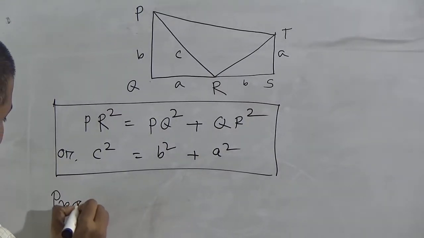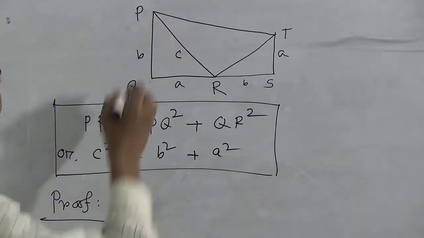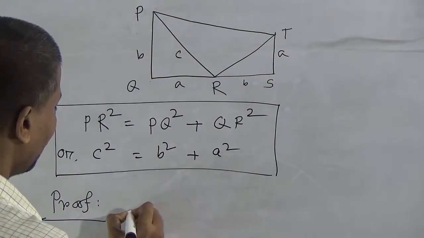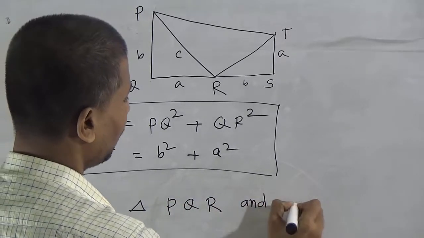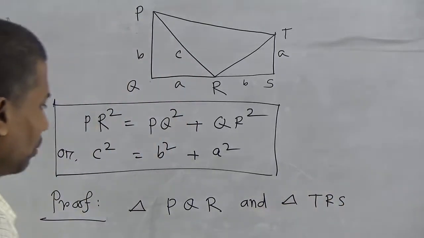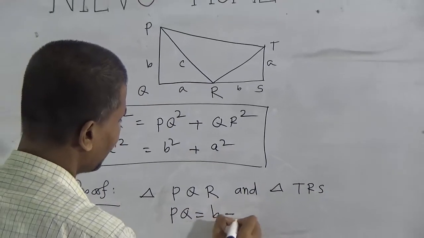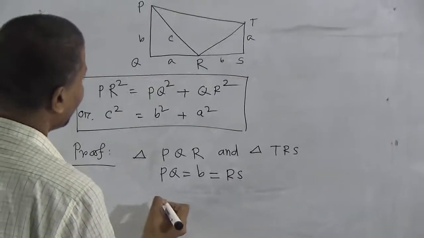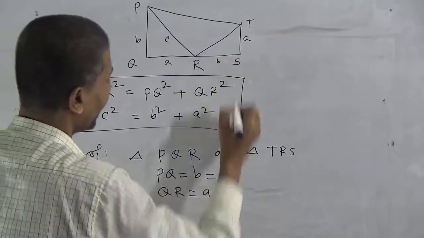Now we prove this theorem. Look, you observe here, I will compare PQR and TRS between these two triangles. In this triangle, PQ equal to B, this equal to RS. QR equal to A equal to ST.